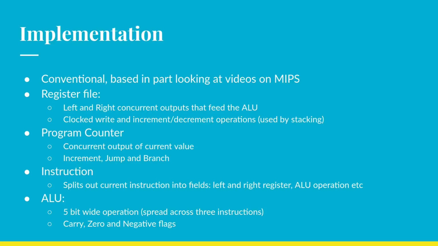So there's a register file which holds the 8 general purpose registers, and at any moment 2 registers are continually having their value outputted to the ALU, and changes to the register file are clocked as you would expect. So you can either update a whole register, or you can do an increment or decrement operation on a register, which is used by the stacking. So in this context, increment and decrement is by 2, because that's the width of a stacked item.